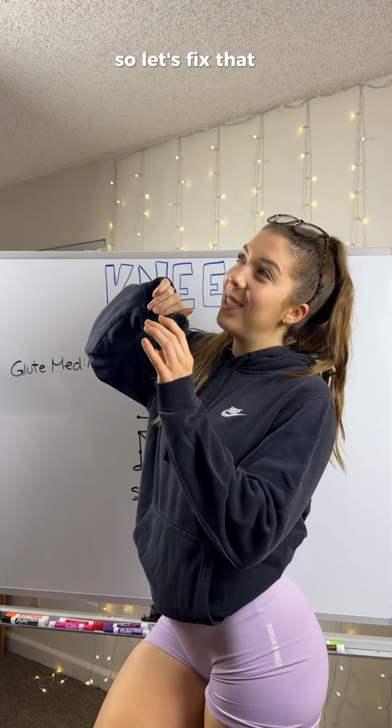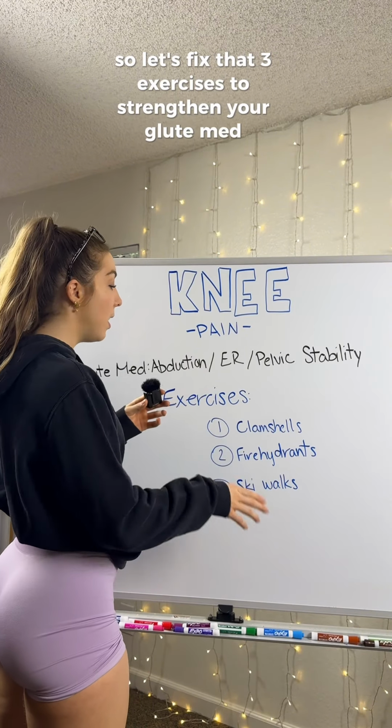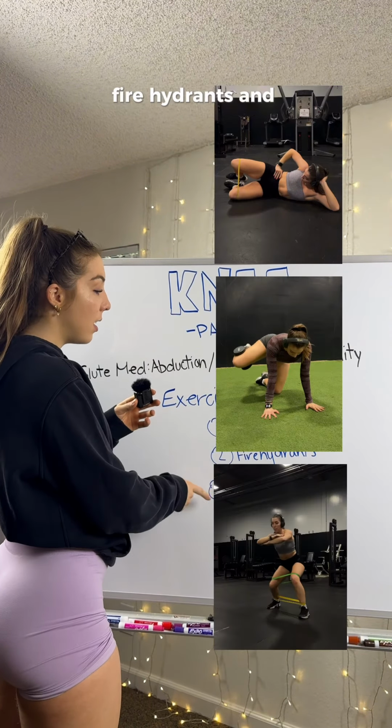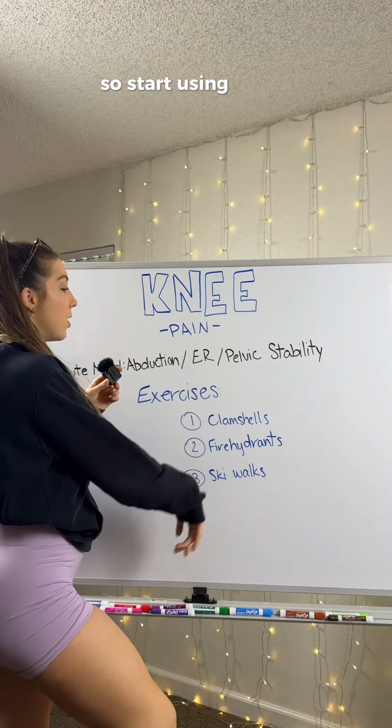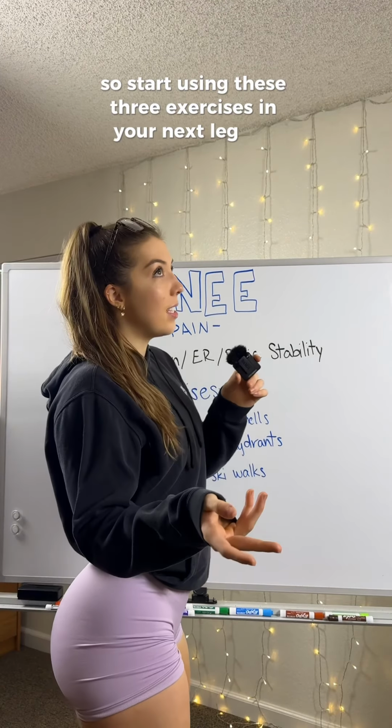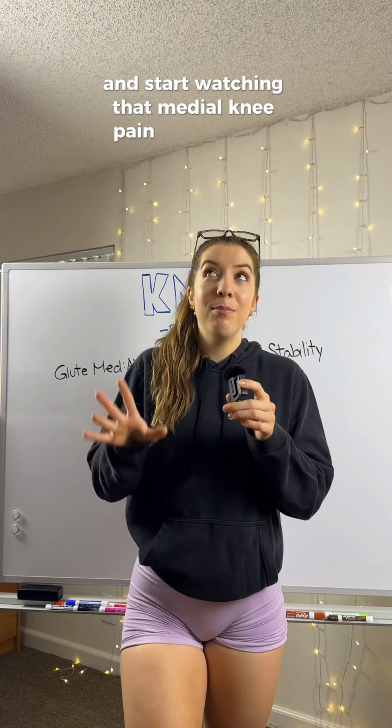So let's fix that. 3 exercises to strengthen your glute med: clamshells, fire hydrants, and side-to-side ski walks. So start using these 3 exercises in your next leg day and start watching that medial knee pain go away.